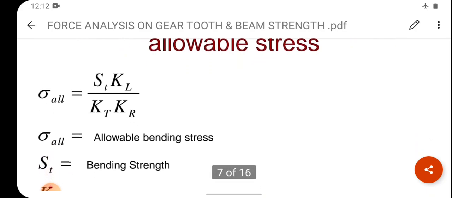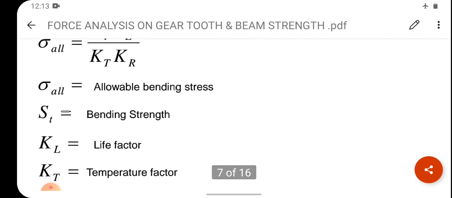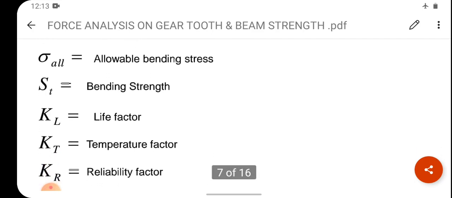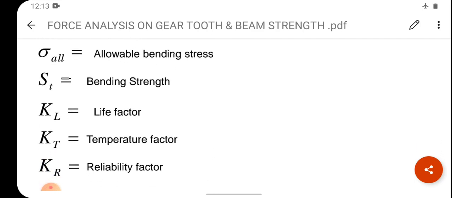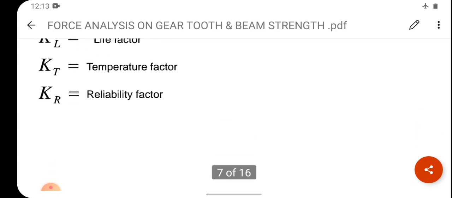Clear? I am not explaining each and every part because it is clear from the figure that T is in suffix, L in suffix. So no need to explain again and again. So we can write sigma all is allowable bending stress. It is given as St into KL upon KT into KR, where sigma ALL is allowable bending stress, St is bending strength, KL is the life factor, KT is the temperature factor, KR is reliability factor.